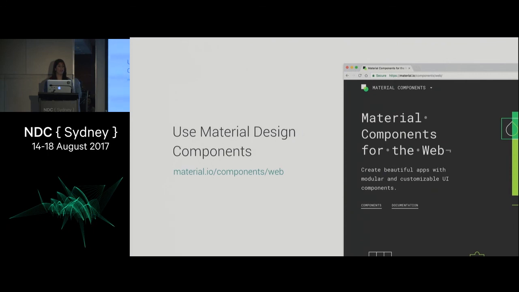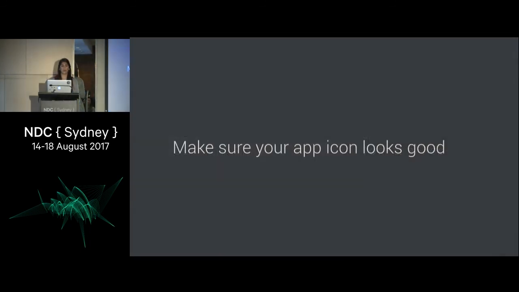Another thing you can do is also use material design components. MDC is a modular and customizable UI components library. In this library, you can use ripple animations, cards, buttons, grids, everything that has to do with a native app on Android. Another thing we can do to have an app-like experience is to make sure our app icon looks good. Because the app icon is going to be on the home screen of the user. It will sit next to the other native apps.